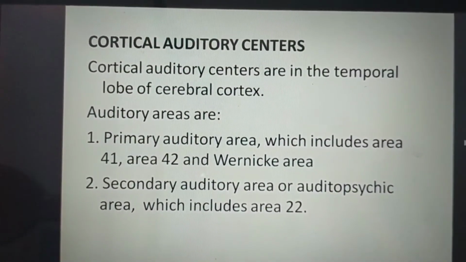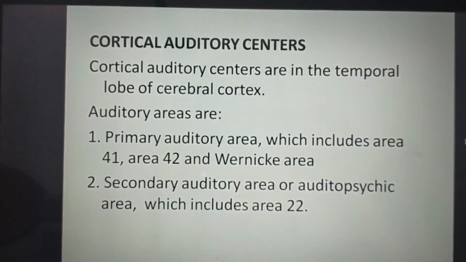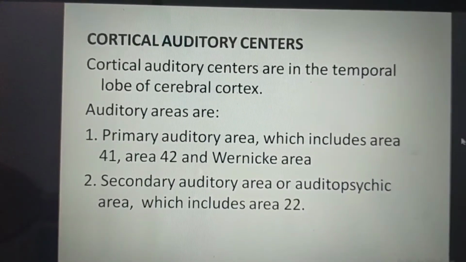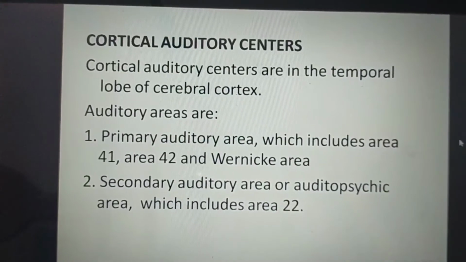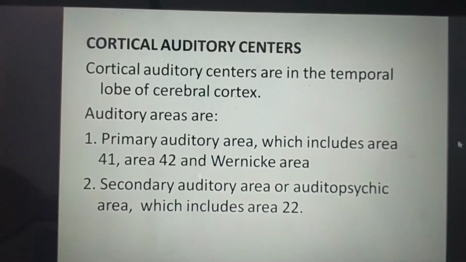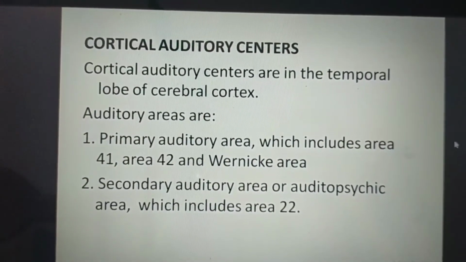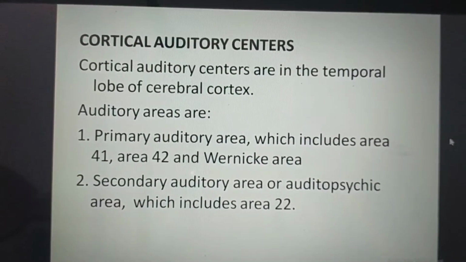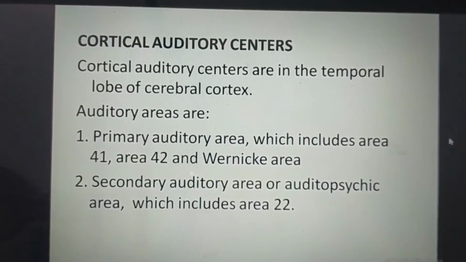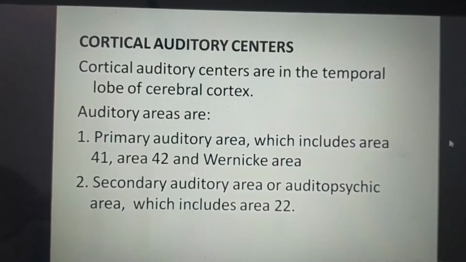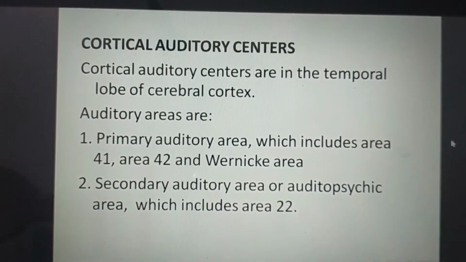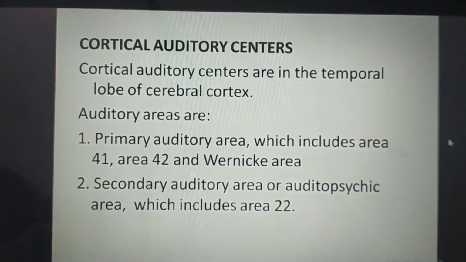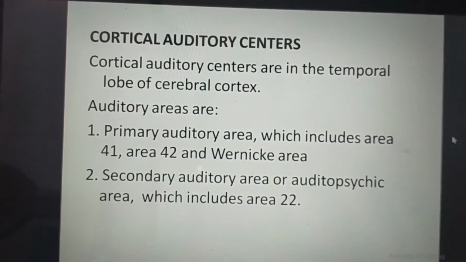Cortical auditory centers. Cortical auditory centers are in the temporal lobe of the cerebral cortex. The primary auditory area includes area 41 and area 42 and the Wernicke area. The second auditory area, or auditopsychic area, includes area number 22.